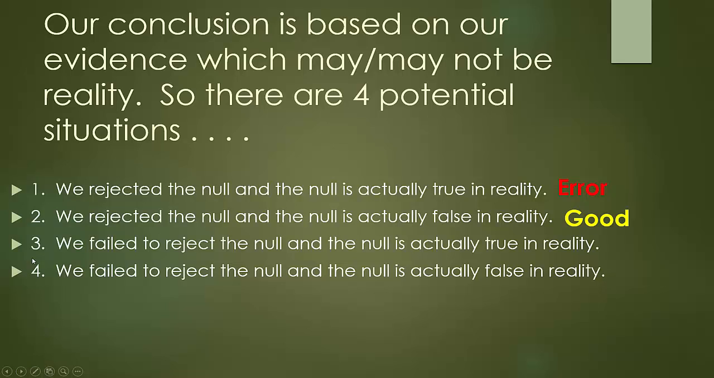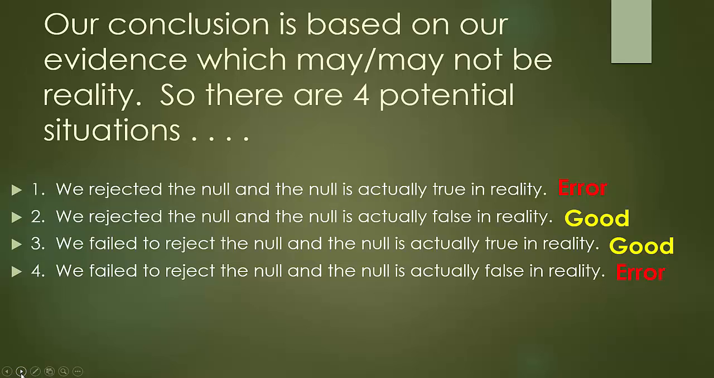Third one, we failed to reject the null, so our evidence is saying the null is probably true, and the null is actually true. So we did good on that one. The final one, we failed to reject the null, so that means our evidence is telling us it looks like the null is true, but in reality the null is false. So that is our next error.